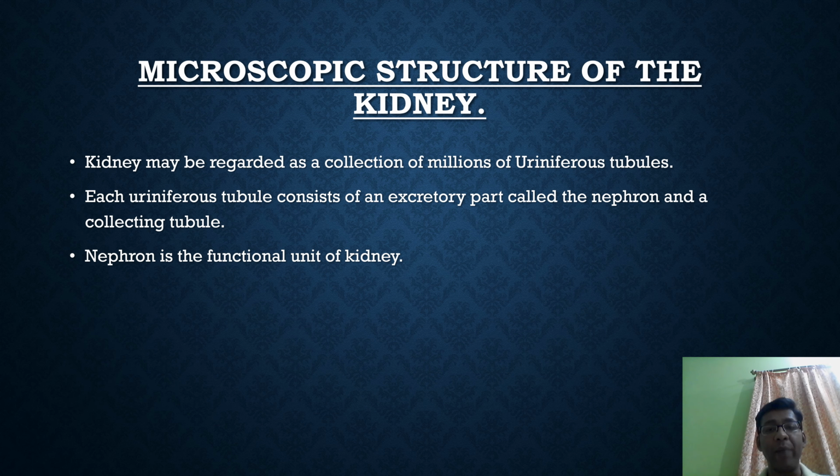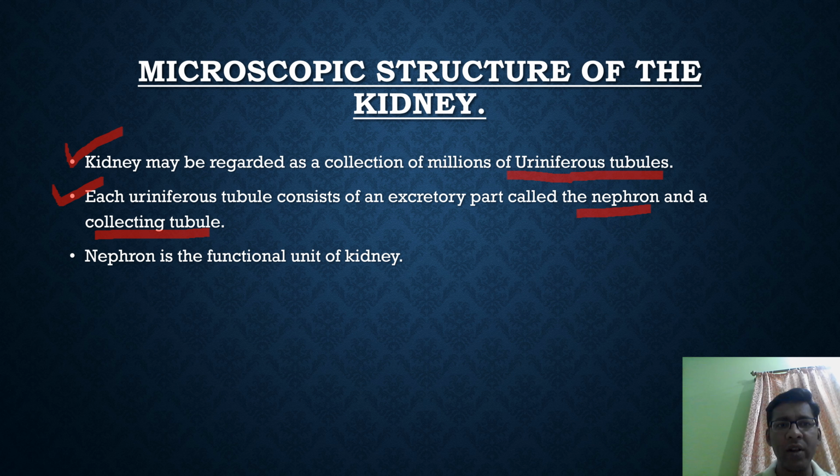Then coming to the microscopic structure of the kidney. The kidney may be regarded as a collection of millions of uriniferous tubules. This term is important. Uriniferous means urine producing tubules. Each uriniferous tubule consists of an excretory part called the nephron and a collecting tubule.